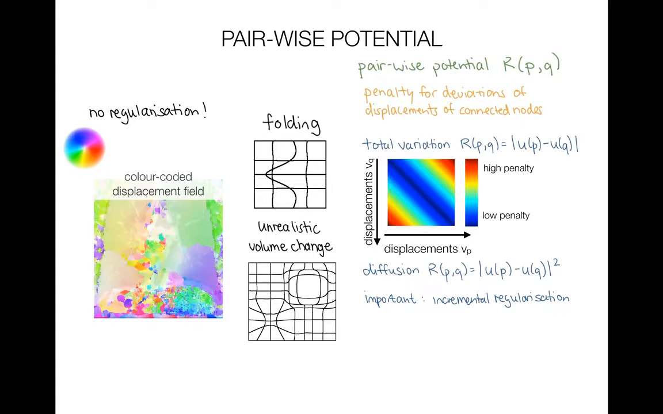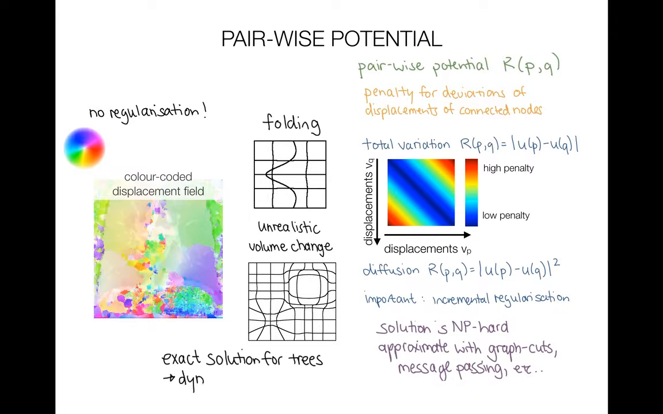So for general graphs, this optimization is unfortunately NP-hard, and its solution is only approximated by using algorithms such as graph cuts or message passing. However, for a certain relaxed graph structure, which contains no loops, namely a tree, we can find the exact solution using dynamic programming in linear time.